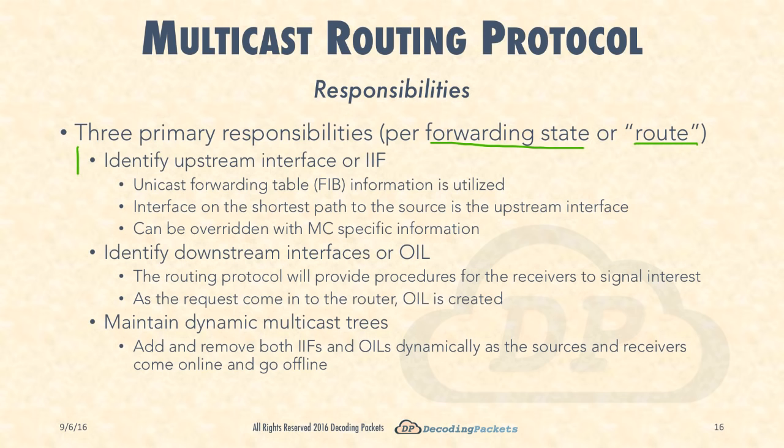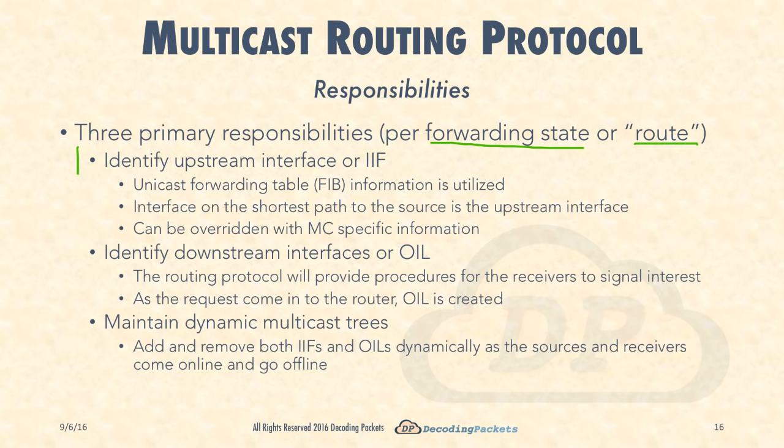For the most part, by default, it'll just use the unicast forwarding table. So remember we talked about the exit interface? It's literally going to pick one of those exit interfaces. So this is by default. Now this particular interface is going to be on the shortest path towards the source, right? So it then becomes the upstream interface.